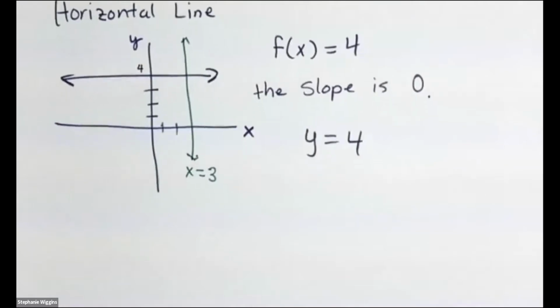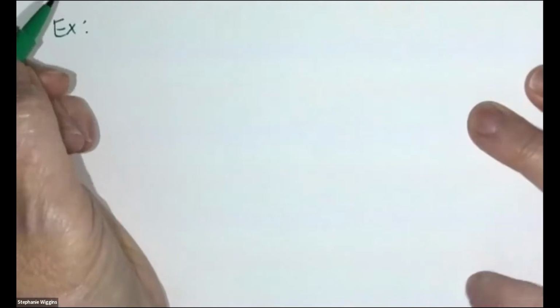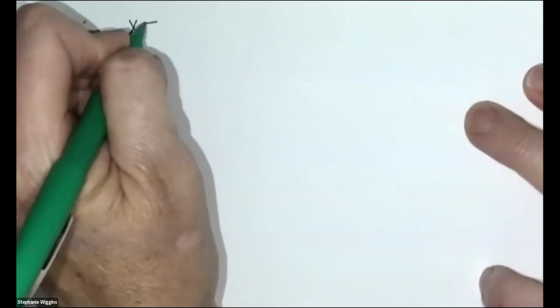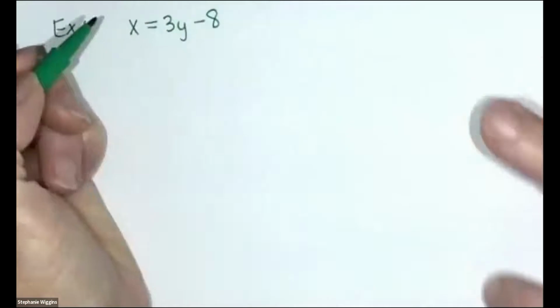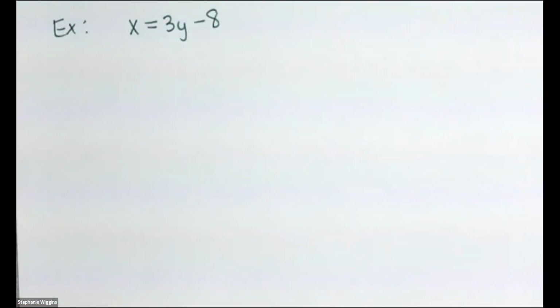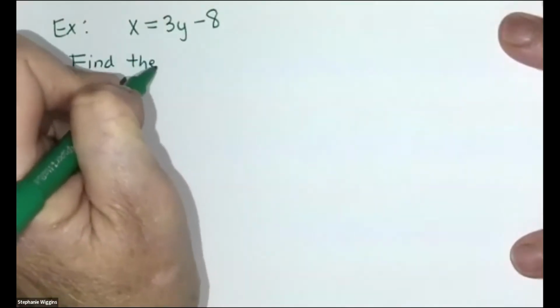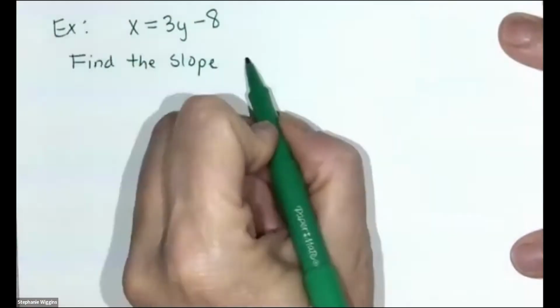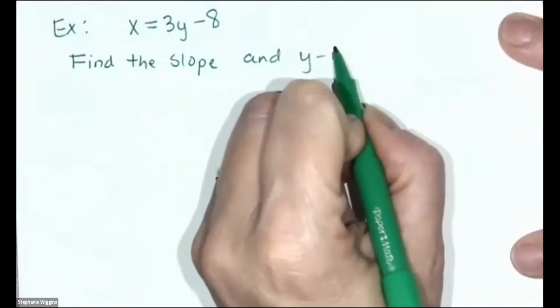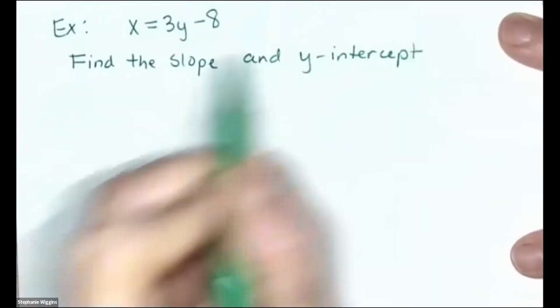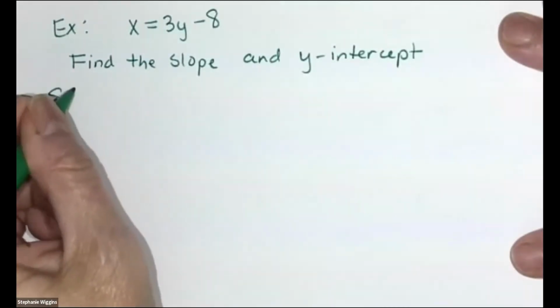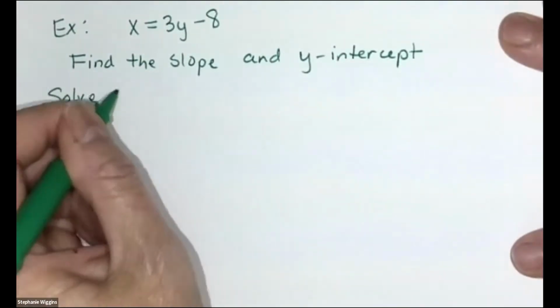So sometimes you're going to be given, and I did an example already, but let me just do another one just to refresh. So you might be given x equal 3y minus 8. If you want to find the slope of this line, and the y-intercept, you want to solve for y so you can put it in slope-intercept form.